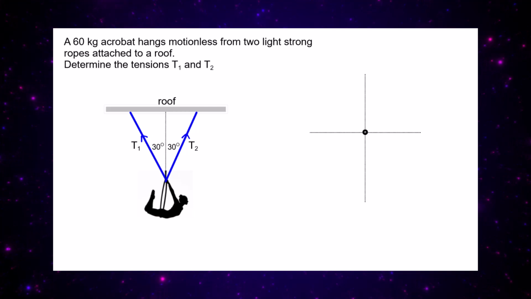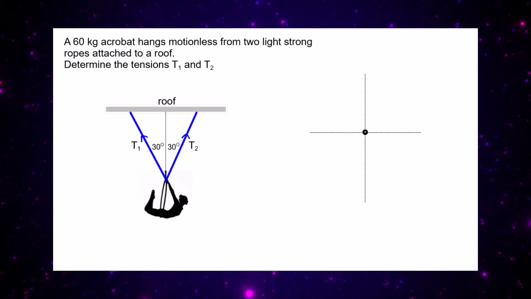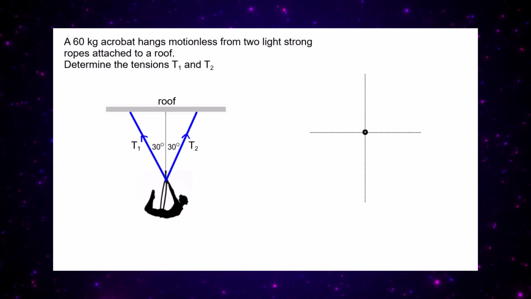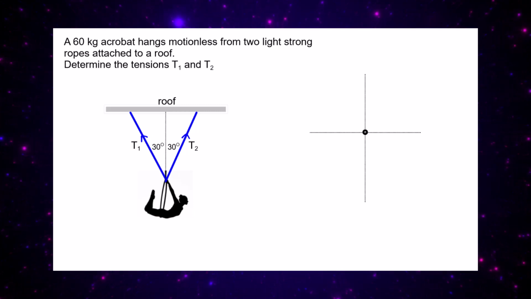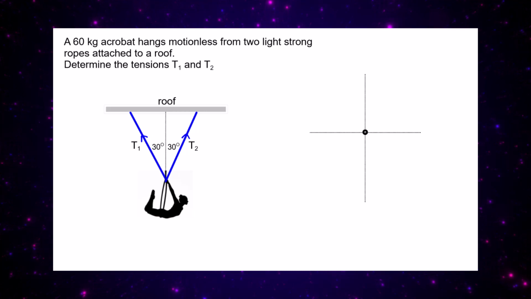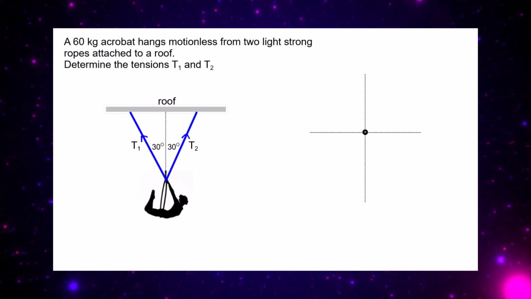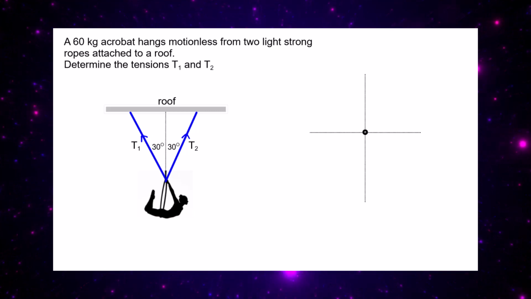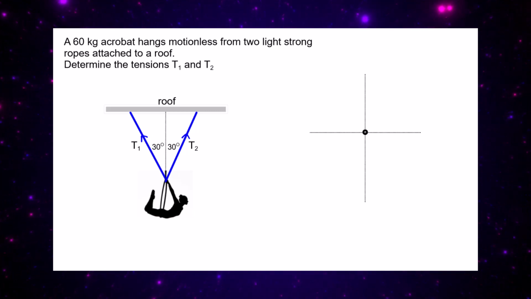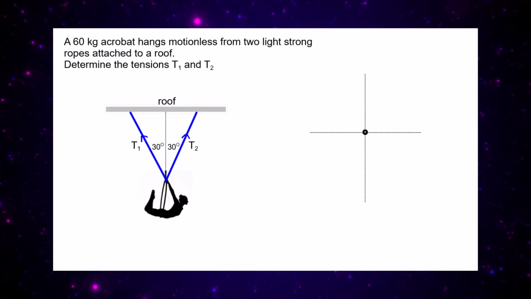A 60 kilogram acrobat hangs motionless from two light, strong ropes attached to a roof. And we have to determine the tensions T1 and T2 in those ropes. Now, the first thing you do is draw a force diagram for the acrobat. Use a dot and use dotted lines for your diagrammed axes.